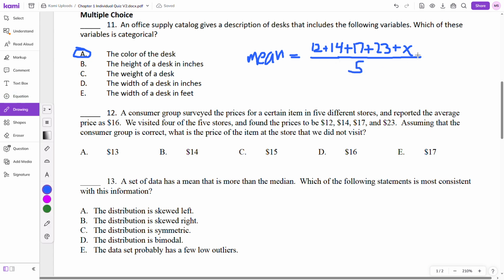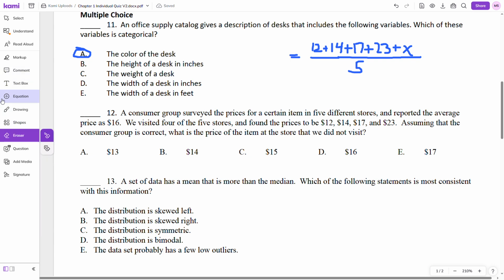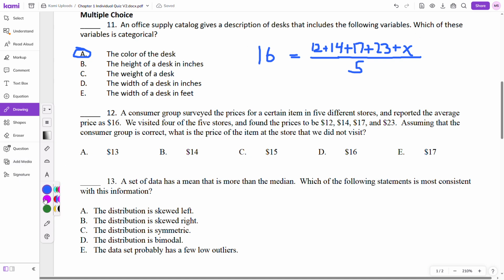So that's what I do here. And the mean is also given. The mean is 16. So really, this is just a matter of setting the problem up. You just set the problem up with the information that you know. And then you simplify. So this means that 16 equals something over 5. And that's going to be 40 plus 26, so 66. 66 plus X. Now what?